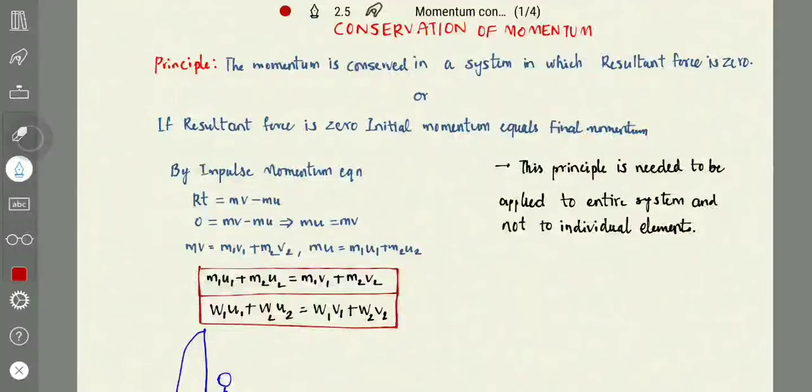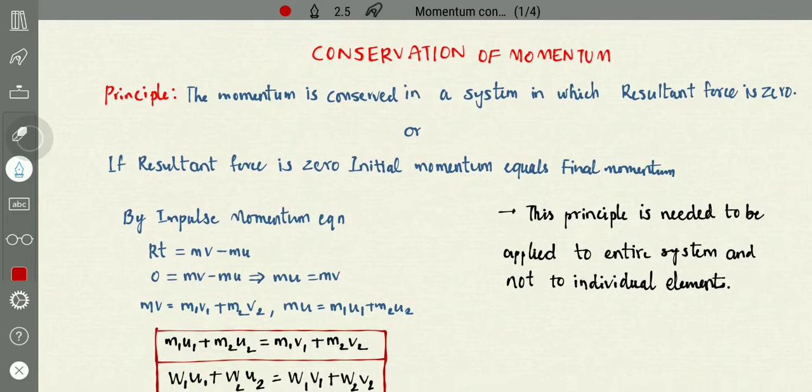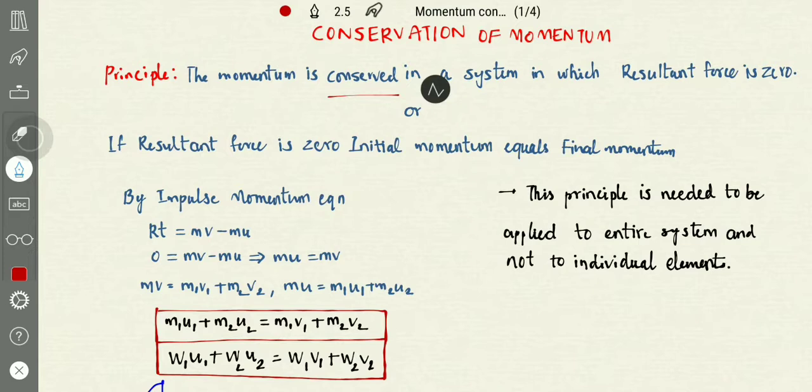Hi guys, there is a topic called conservation of momentum. So let's discuss it today. What is the principle of conservation of momentum? The momentum is conserved in a system in which the resultant force is zero. So what is conserved? The previous momentum and the after momentum of any effect is equal. That is what conserved means.